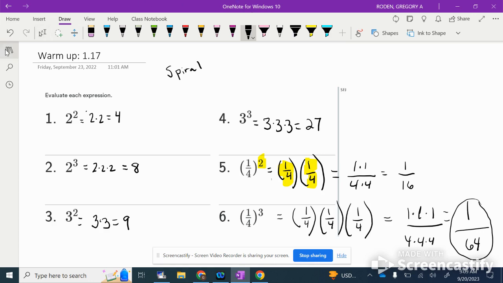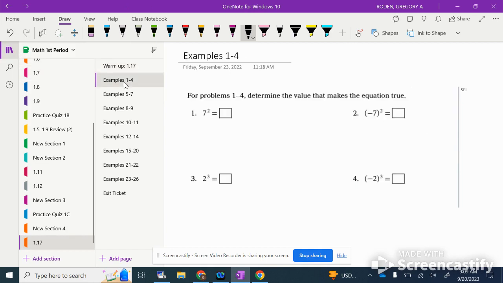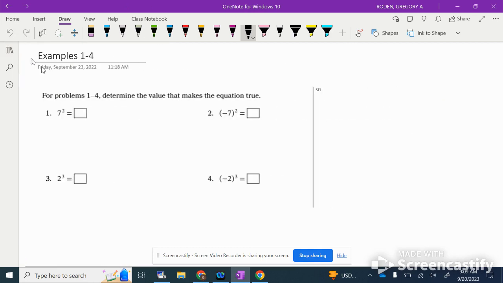All right, so now what I need you guys to do is get into examples 1 through 4 in 1-7 in your notebook. I need someone in my first period class to find that page. As soon as you find examples 1 through 4, just let me know what page that's on, so I can write it down for everybody.